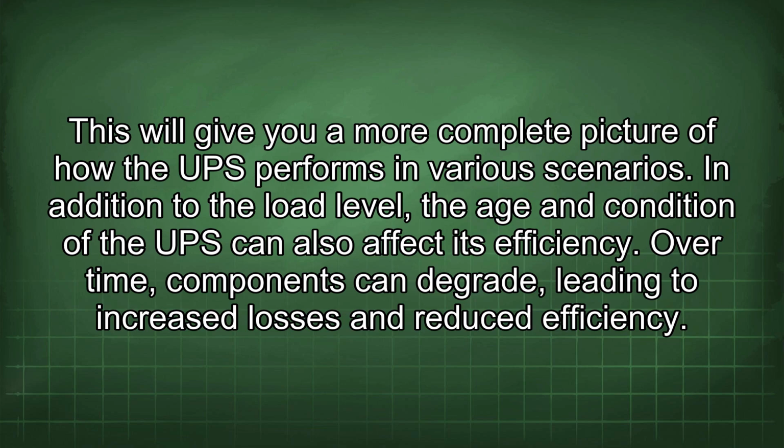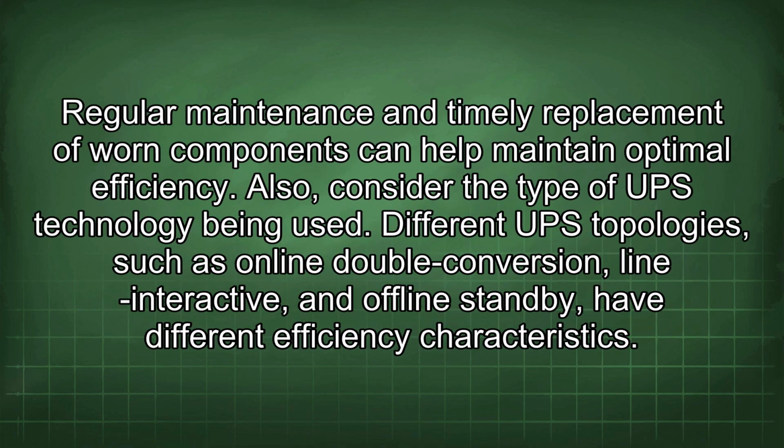In addition to the load level, the age and condition of the UPS can also affect its efficiency. Over time, components can degrade, leading to increased losses and reduced efficiency. Regular maintenance and timely replacement of worn components can help maintain optimal efficiency. Also consider the type of UPS technology being used. Different UPS topologies, such as online double conversion, line interactive, and offline standby, have different efficiency characteristics.